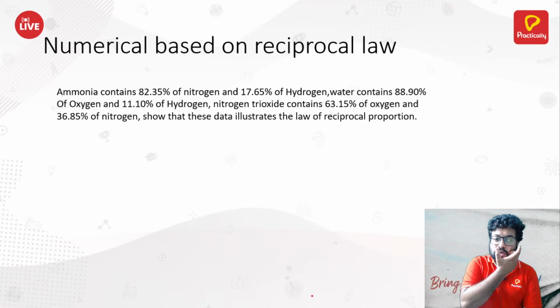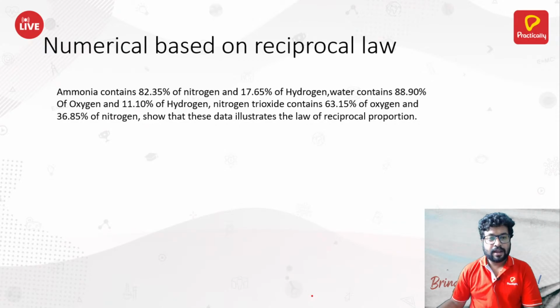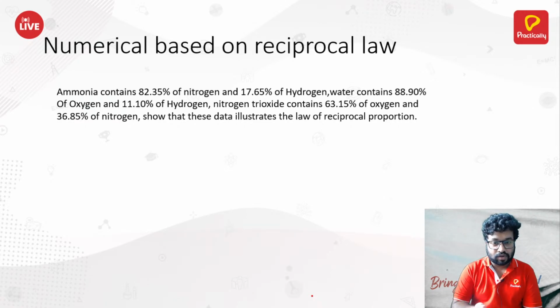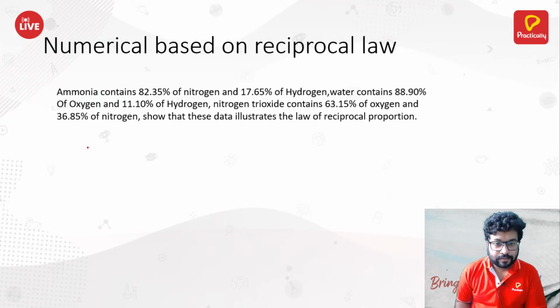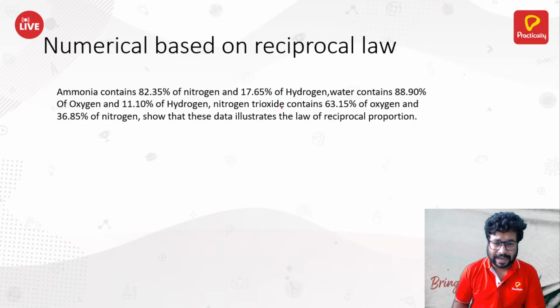Let's take the numerical based on the reciprocal law. Okay, what is your numerical? The numerical is: ammonia contains 82.35% of nitrogen and 17.65% of hydrogen, water contains 88.90% of oxygen and 11.10% of hydrogen. Let's solve this. All this data, we need to show that this data illustrates the law of reciprocal proportion. Let's take it one by one.